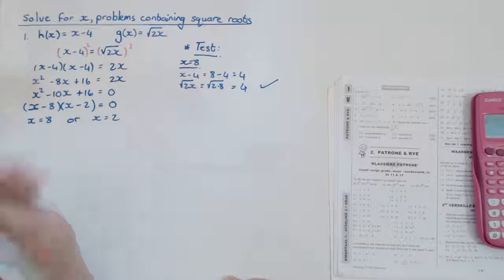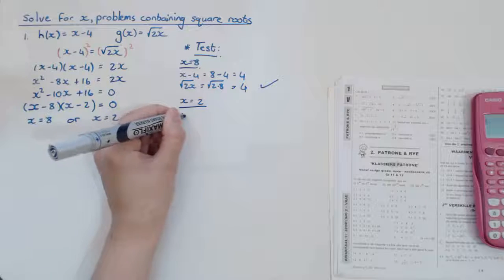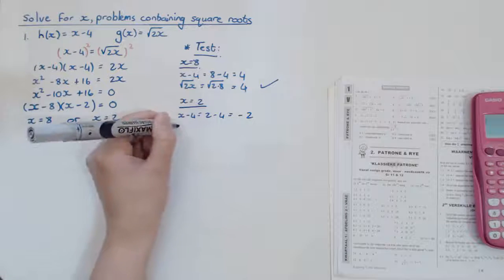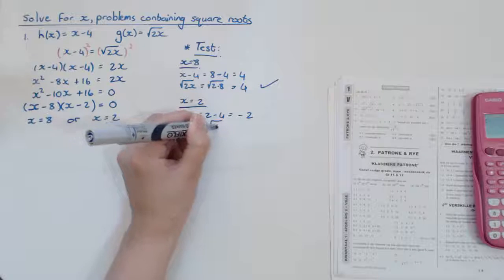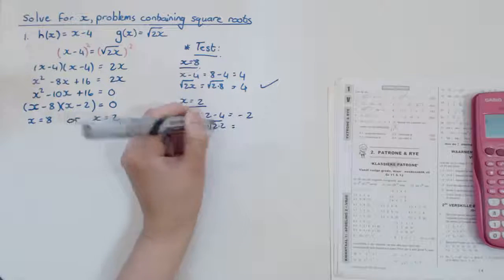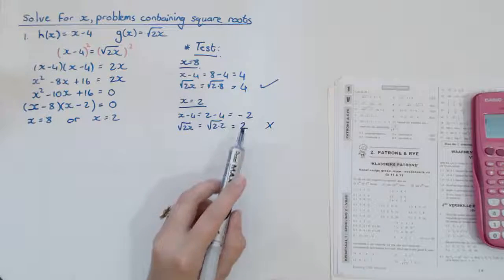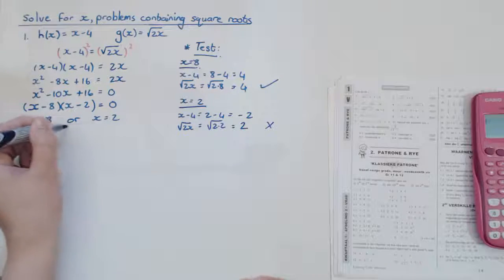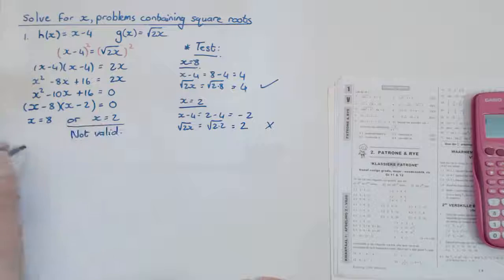It gives me the same thing. Let's quickly check for x is equal to 2. So I've got x minus 4, which is 2 minus 4, and that gives me minus 2. And if I've got root of 2x, I've got root of 2 times 2, and that gives me root 4, which is 2, and this is not fine. These two things should be the same, and they're not. So this answer is not valid. And then I just have that x is equal to 8.